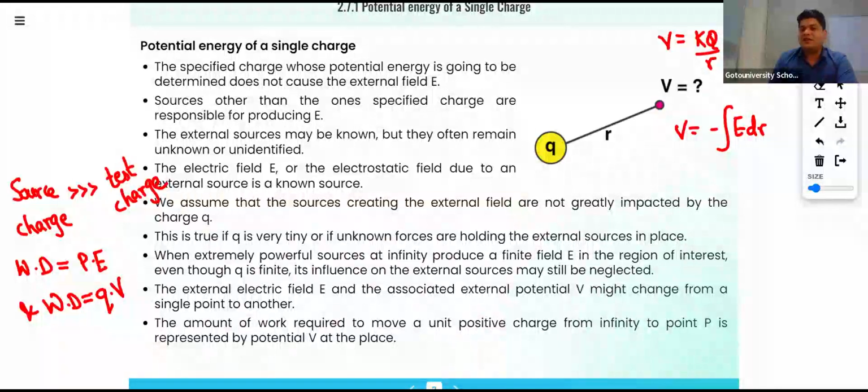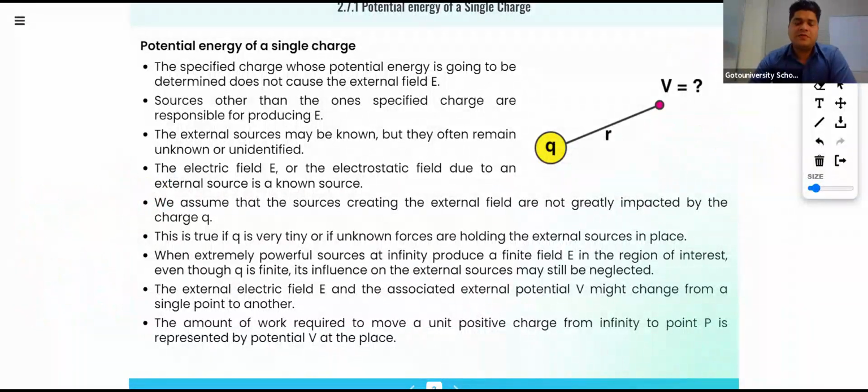Okay, now let's see what theory is given in this topic. The first thing, potential energy of a single charge. The specified charge whose potential energy is going to be determined does not cause the external field. That charge is not responsible for producing the external field. The source of the external field is something else.